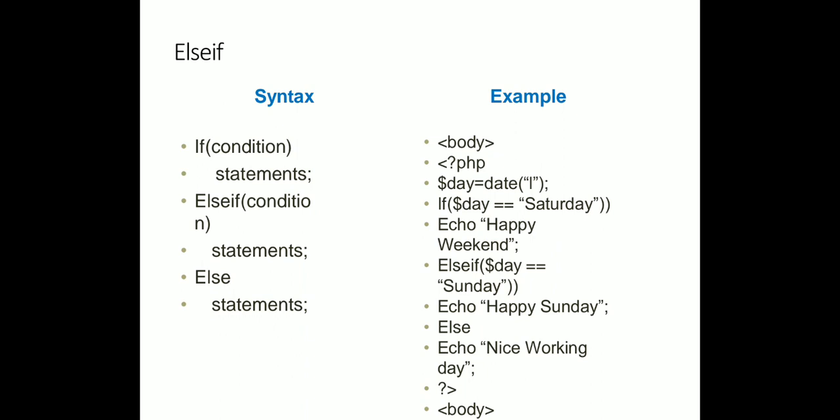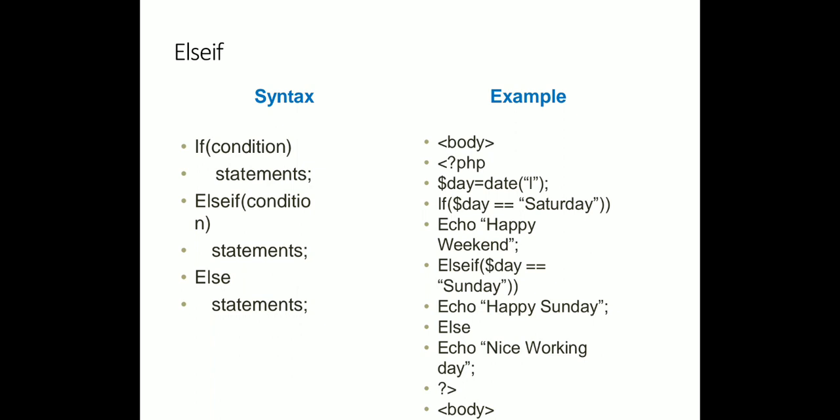Then the second conditional statement is else if. The syntax for that is if, in brackets the condition and the statements to be executed, again else if with a condition and another block of statements, and else. That means if the conditions given in the if and else if are not true, the remaining code will be provided with the else statement.